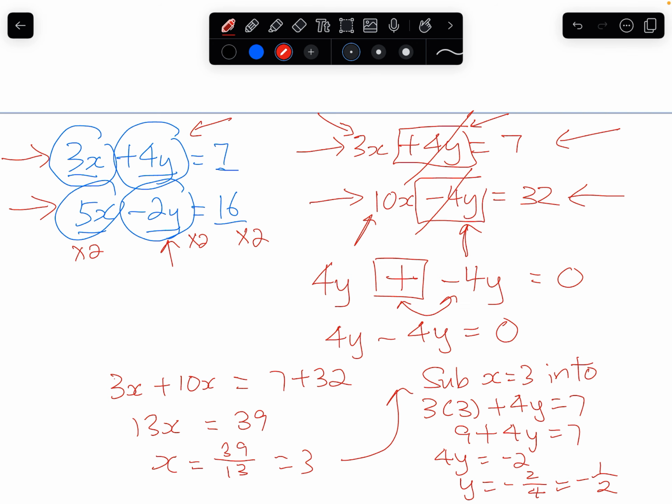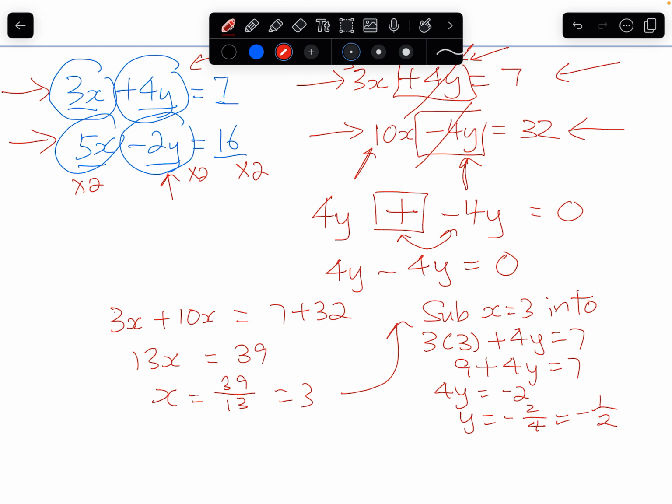Okay, and I will always recommend you to check your work, as always, by substituting the numbers into the equations to verify the answers. Okay, so that essentially is the elimination method for this. There are different variations, but they all generally work out to be the same thing.